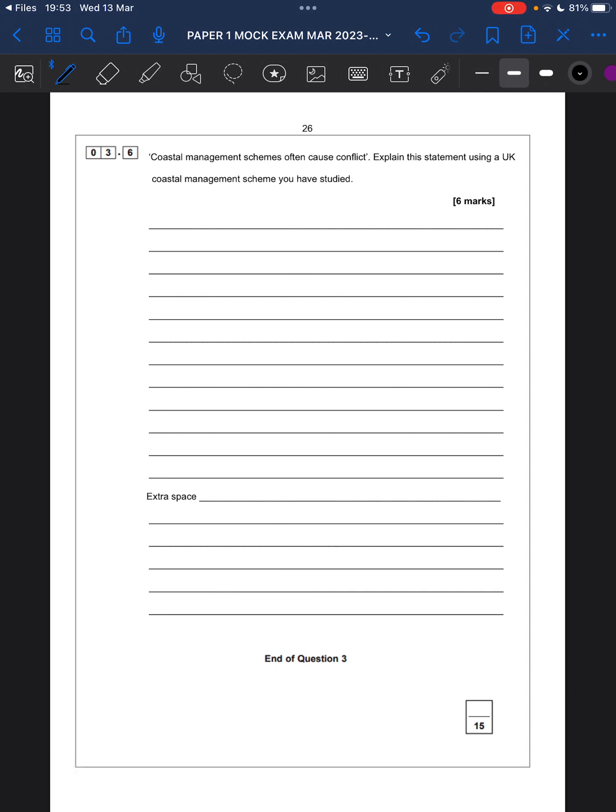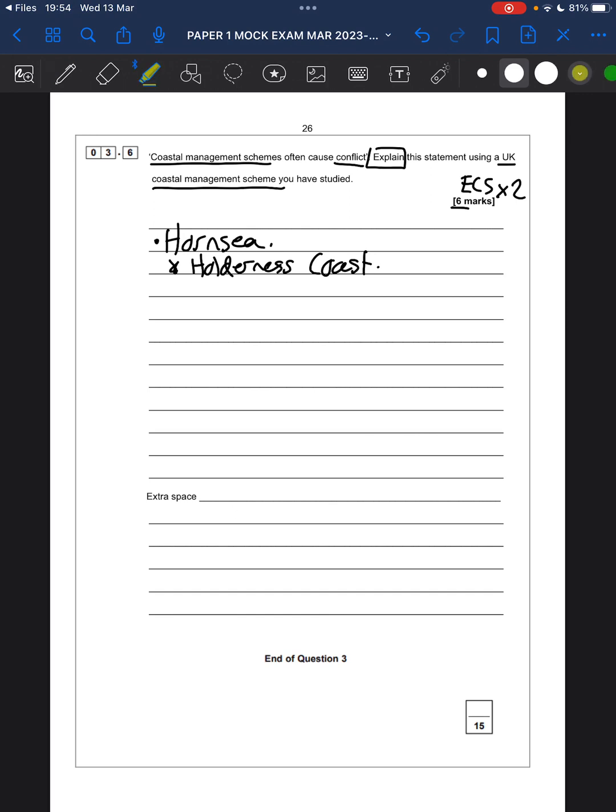Have a pause, have a read. So coastal management schemes often cause conflict. Explain the statement using a UK coastal management scheme. 6 mark, this is not formation, this is ECS times 2. For my guys, this would be Hornsea, or the Mappleton, or the Holderness coast, so any areas along the Holderness coast. And what you're dealing with here is that word there. You're dealing with the notion of conflict. So how do coastal management schemes cause conflict?